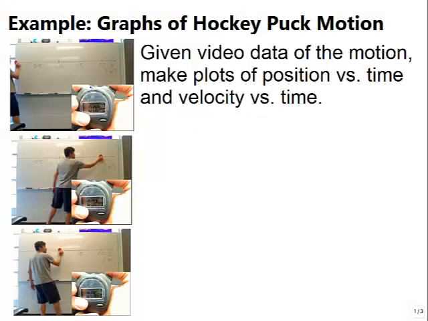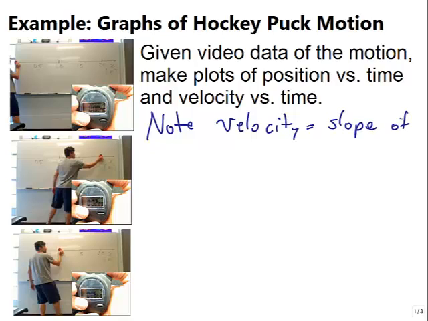Okay, so here I have 3 screenshots of the video that you just saw. One at 0 seconds, one at 2.99 seconds when he's up at 2 meters, and then 6.60 seconds, when he's back at 1. So given this video data, we want to make plots of position versus time and velocity versus time. And we'll just note here that velocity, v, is equal to the slope of a position versus time graph. So once we make the position versus time graph, we can take the slope, rise over run, and we can compute the velocity versus time graph.